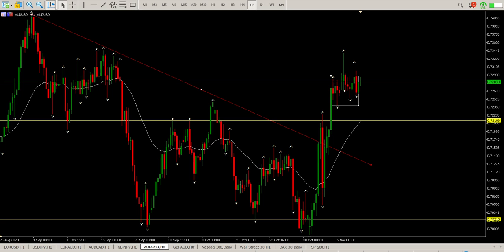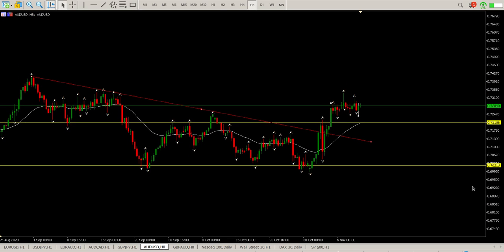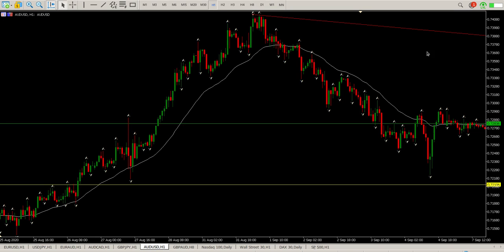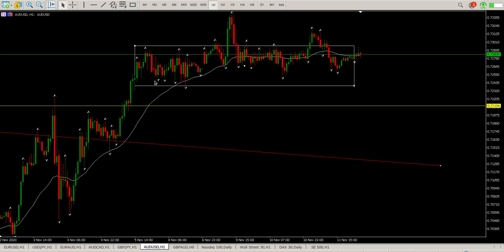Aussie dollar, US dollar, sideways. Have no interest in this right now. Does look like it's consolidating the upside. These pin bars here are a little worrying though. So you look at that, that's purely sideways. Not interested in that at all. So we're going to need direction.